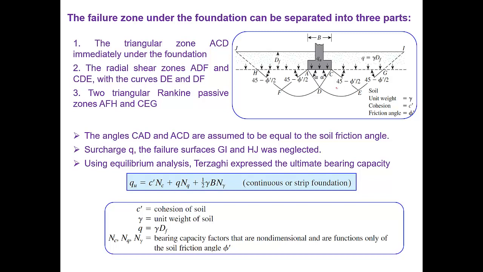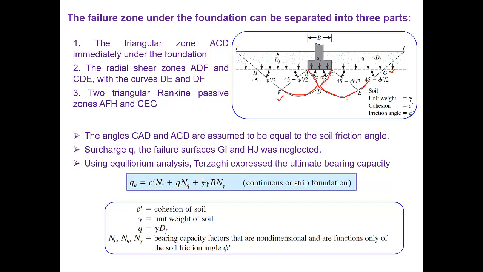What are these? First, they consider this triangular part, ACD. Can you see this one? Yes, sir. Then the radial shear zones ADF and CDE. This is radial, we can see, and then the rest of this curve continues like this, up to E to G.